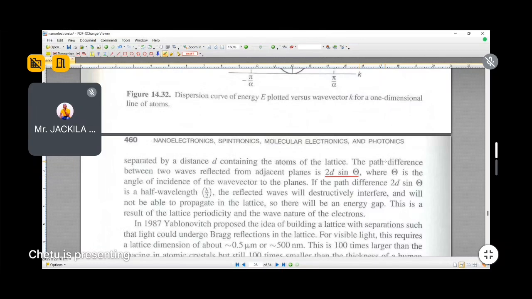Okay, so when the path difference matches the dimension of the wave, then the wave will be propagating or it will be reflected. Theta is the angle of incidence of the wave vector, or a wave of the plane, and the path difference 2d sin theta equals half a wavelength. What will happen? Now there is one more condition, since the waves are sinusoidal in nature.